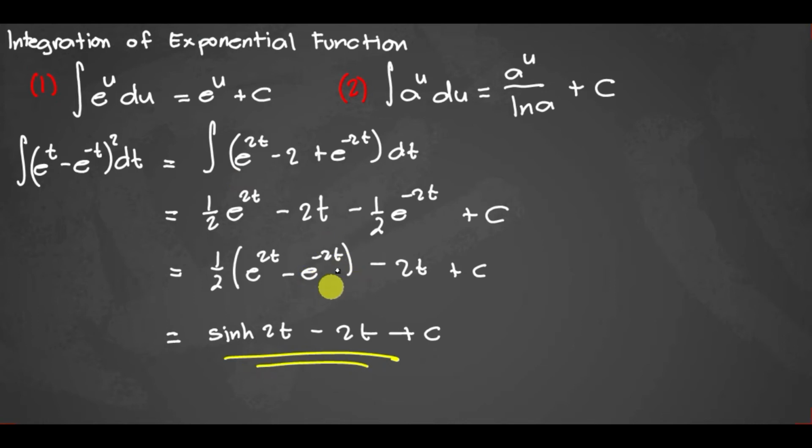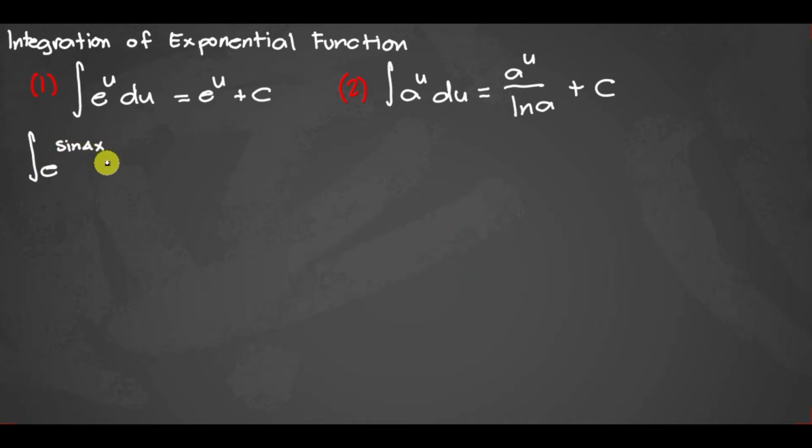You can check our solution by taking the derivative of this function, and it will prove to you that this will arrive to our integral function, and we can say that it will be correct. Now we have here another example. This is a combination of exponential function and trigonometric function. Then you can pause this video and answer the question.